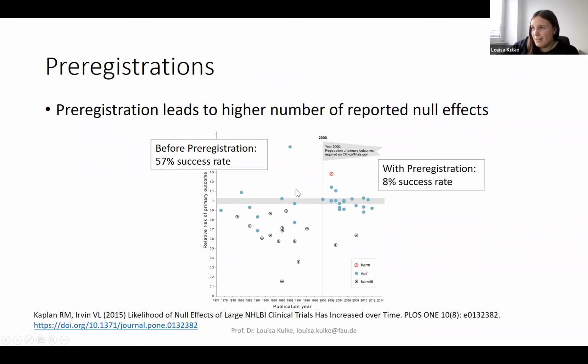So what does this show us? Were the studies just better before people started pre-registering? Probably not. But it might be that people tweaked their results more to be significant, to have a higher success rate. And they did that less after the pre-registration. So this shows that it's very important to pre-register, because if we look at these 57%, a lot of these studies are probably not really true. They don't truly show an effect, because they weren't pre-registered but tweaked afterwards.